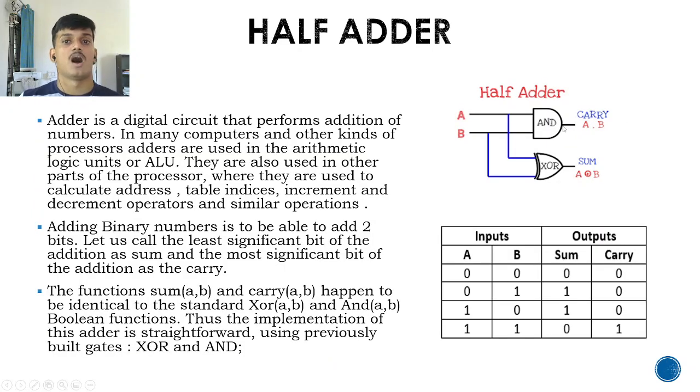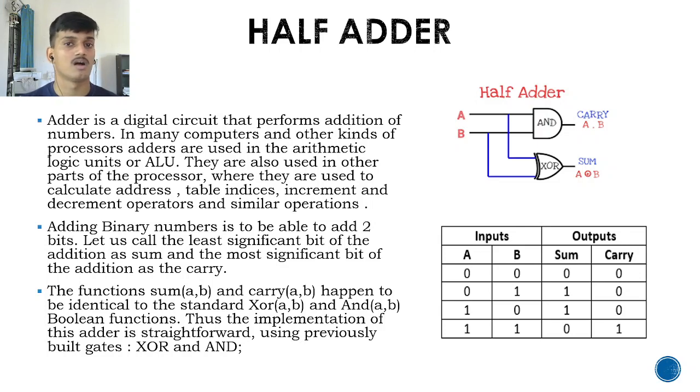The first one is a half adder. An adder is a digital circuit that performs addition of numbers. In many computers and other kinds of processors, adders are used in arithmetic logic units, or ALUs. They are also used in other parts of the processor, where they calculate addresses, table indices, increment and decrement operators, and similar operations. You can think of a practical implementation: the program counter, where to go to the next line of code you need to go to the next address in memory. A half adder can be used as an incrementer for that purpose.